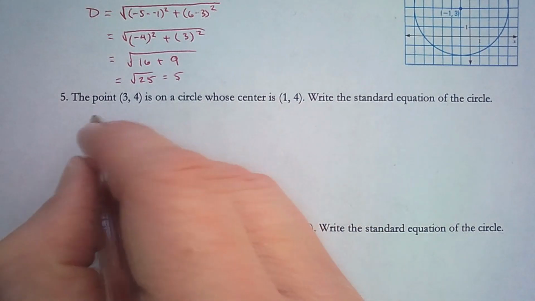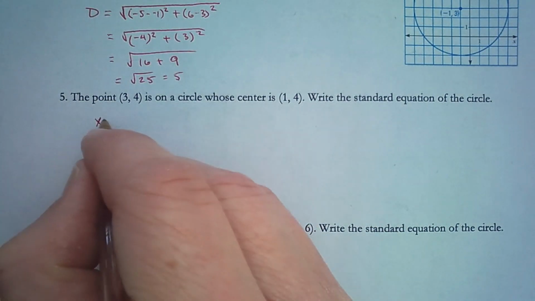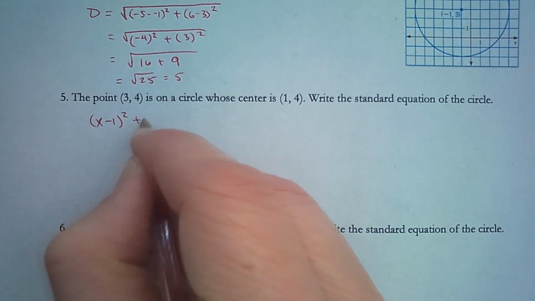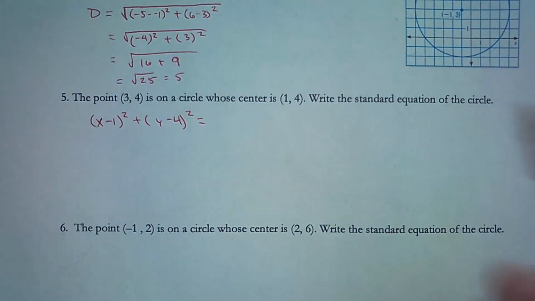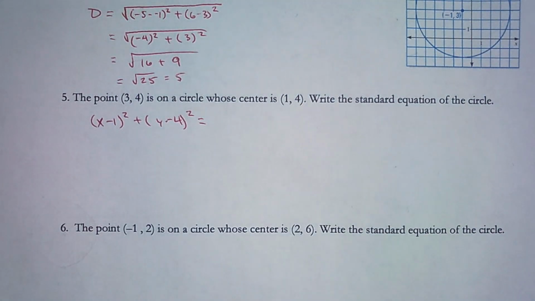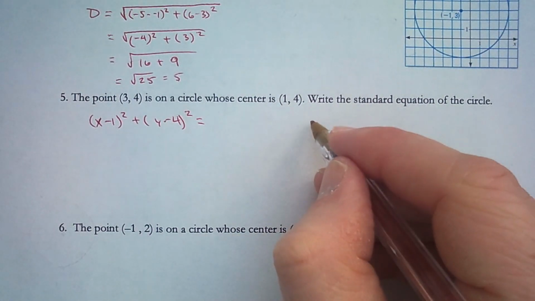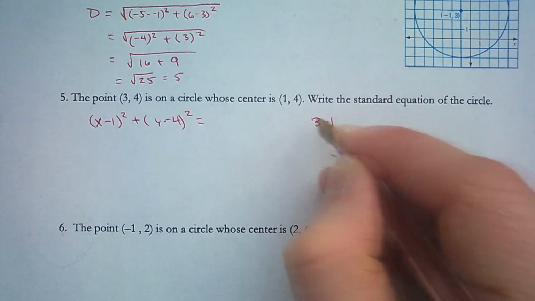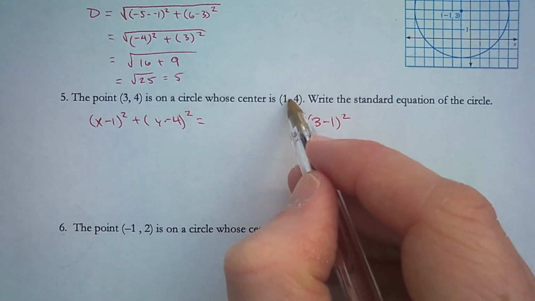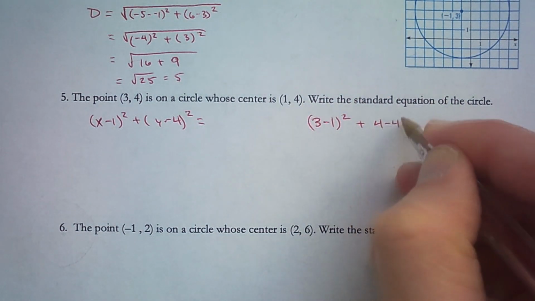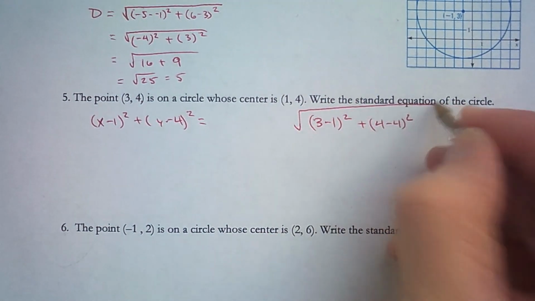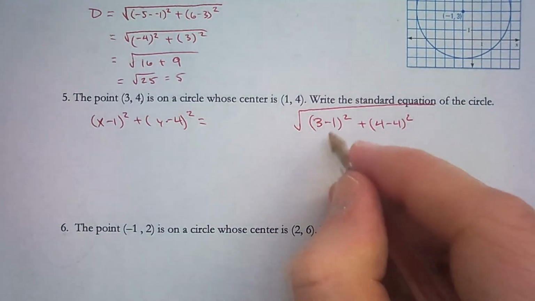Okay, so we have a center here of 1, 4. So we have x minus 1 squared plus y minus 4 squared equals. That's the easy part. We put the center into our equation. Now from there we need to know what goes here, the radius squared. So we have the distance formula, 3 minus 1 squared, that's x minus x squared, plus y minus y, 4 minus 4 squared, under a square root, and that will help us find the radius.